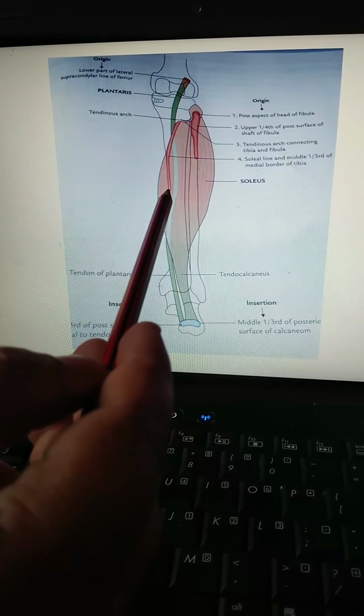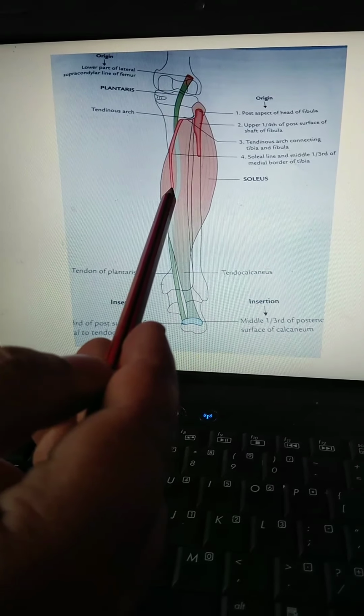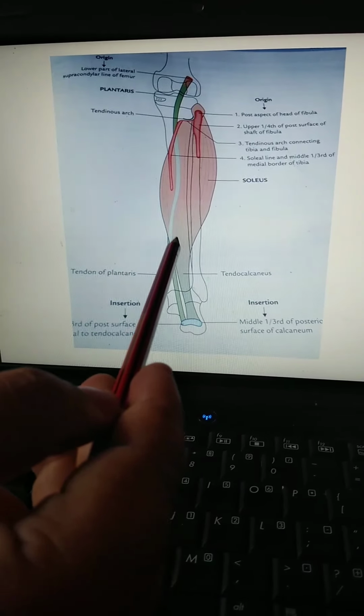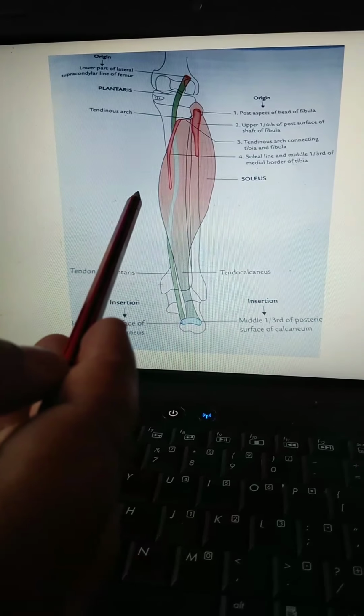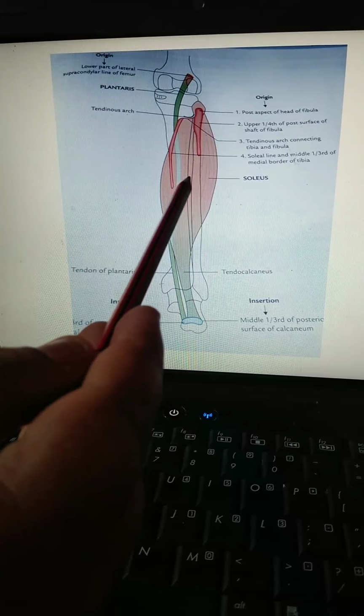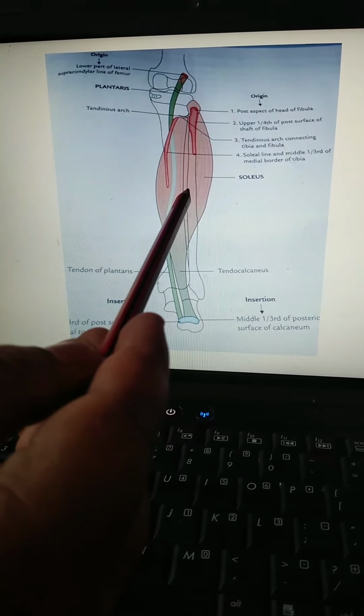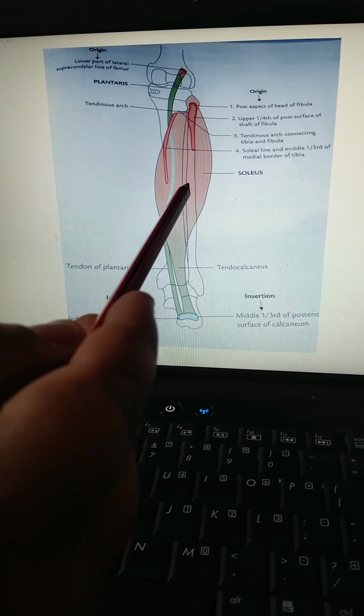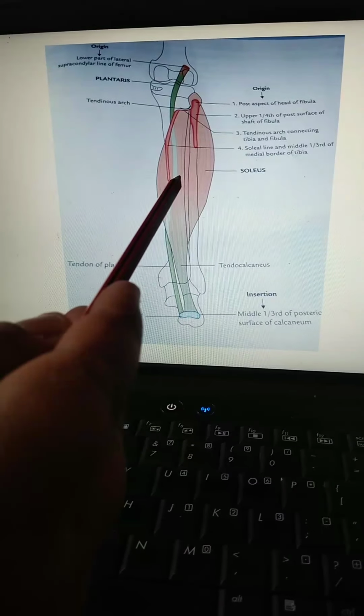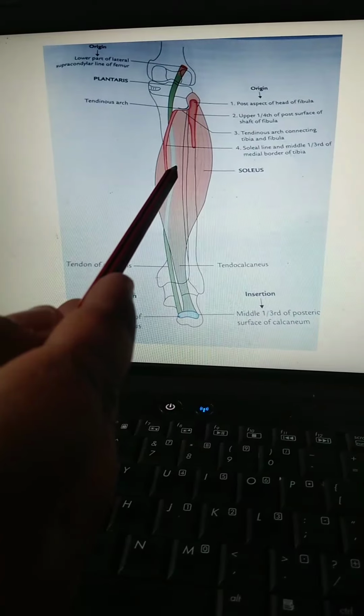Now, gastrocnemius acts as a top gear and soleus acts as a bottom gear during walking. The two heads of the gastrocnemius and soleus together form the triceps surae muscle. It is known as triceps surae muscle, the two heads of the gastrocnemius with the soleus.